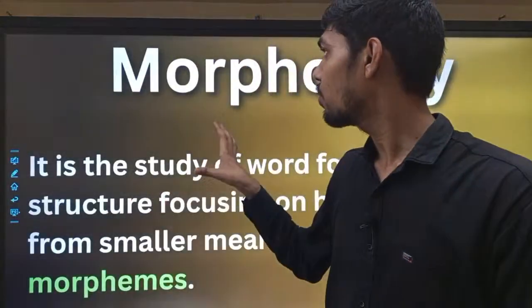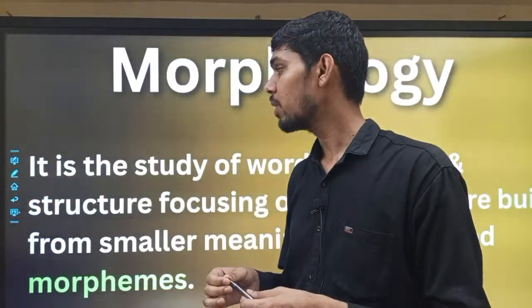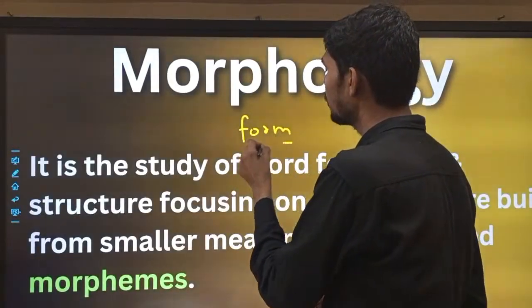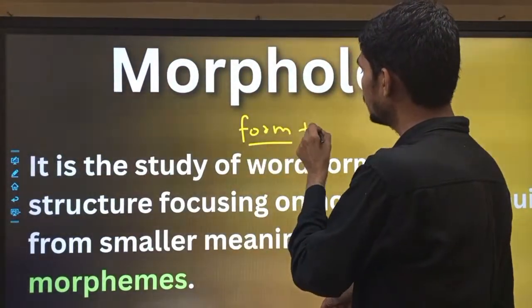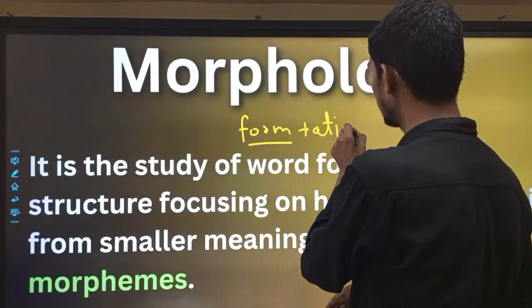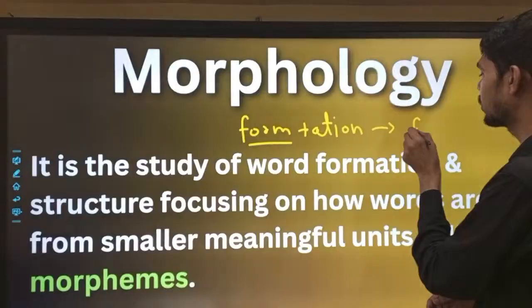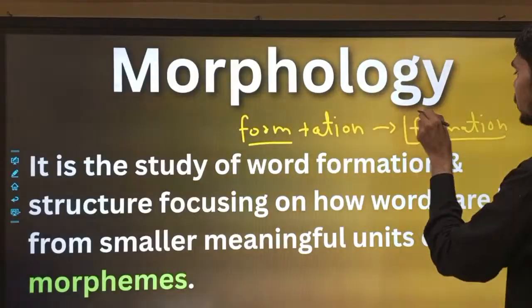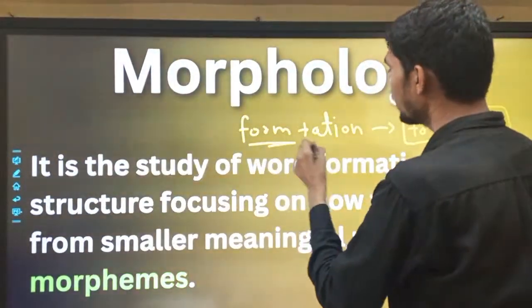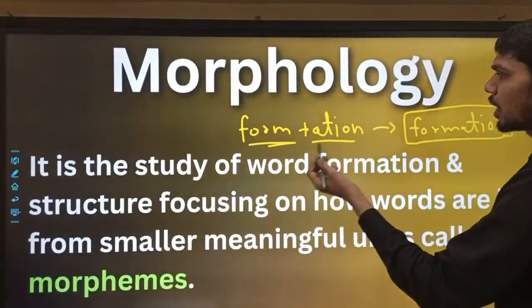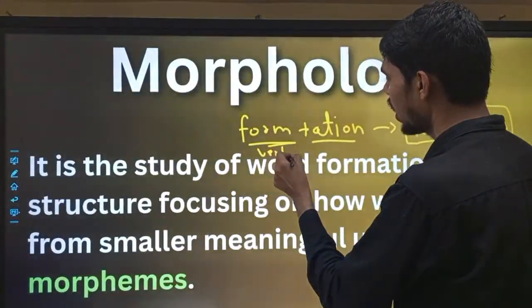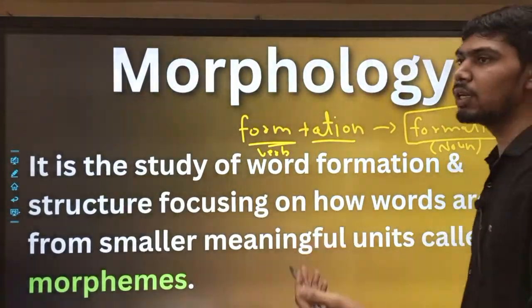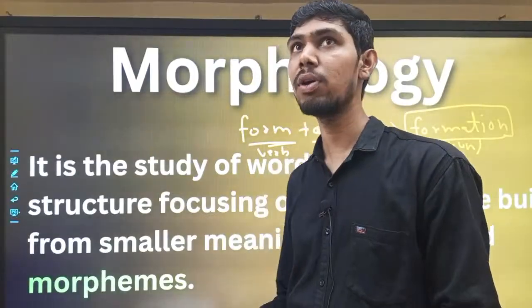But here in morphology we study any word. For example, if we take the word form, and we add something at the end of this word, then it becomes formation. This formation is made of two words, form and action. That's why it becomes formation. Because it was a verb, and by adding action it becomes a noun. So we study the structures of words and how words are formed.